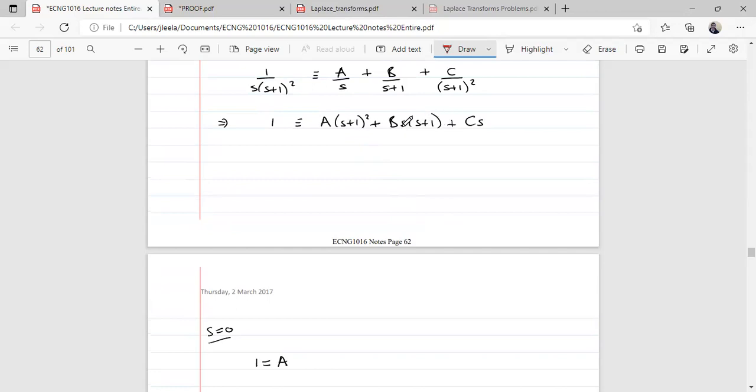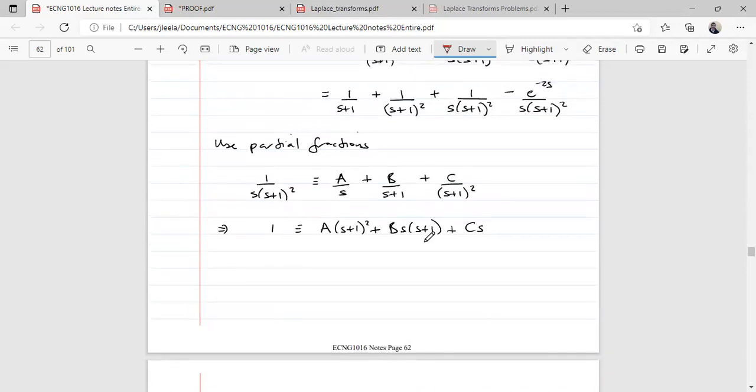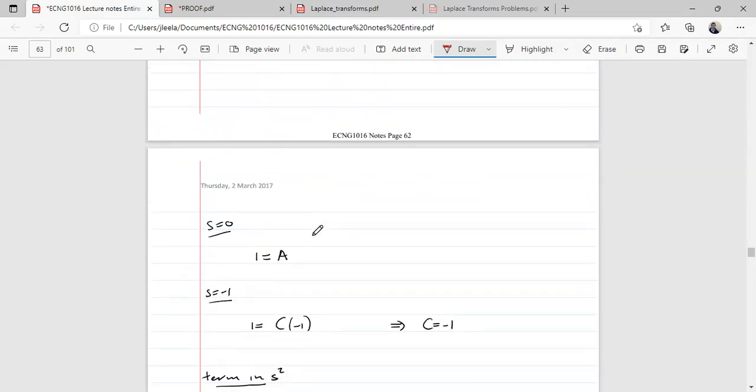If you put s to be 0, this part and this part here drop out. So you'll just get 1, a is 1. If you put s to be minus 1, minus this part will be 0, and this part here will also be 0. You'll get minus c is 1, so c is minus 1.